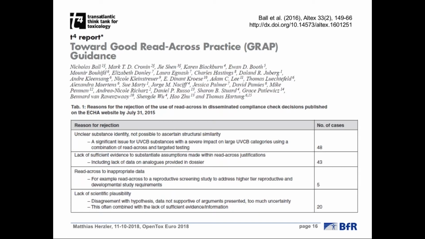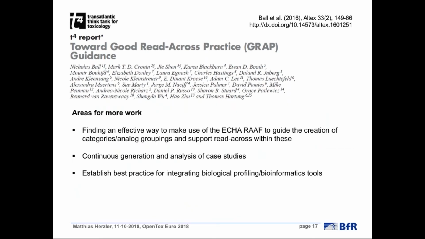It was not possible to ascertain the structural similarity. A lack of sufficient evidence to substantiate the assumptions made within the read across justifications, for instance mechanistic, or often toxicokinetics. Read across to inappropriate data, for instance, they read across a study that was not enough for the endpoint where they should have submitted a study, and lack of scientific plausibility. And these people identified some areas for more work.